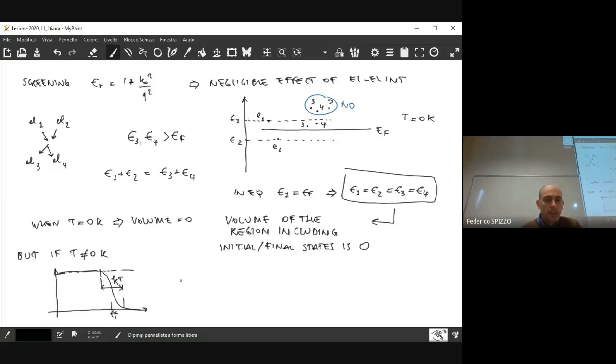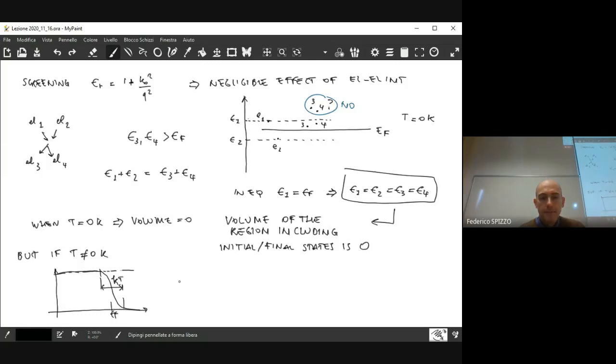So in principle, the volume is not 0. So at this point, what happens? At this point, you may observe the effects of this scattering process between the electrons, as you have a space in the reciprocal space for the final levels. And at this point, if we have a scattering process, we may associate the relaxation time to that scattering process.